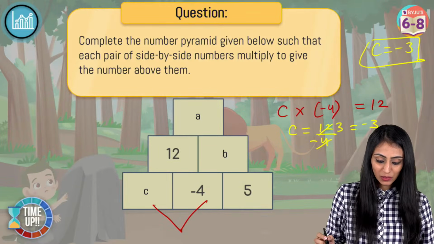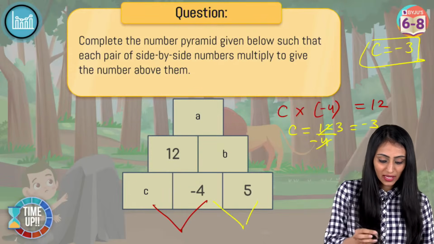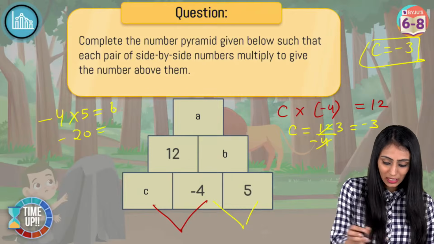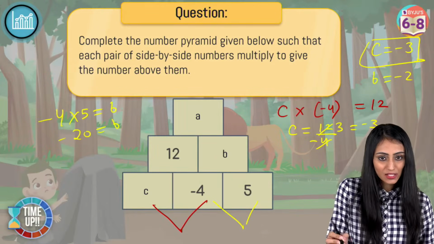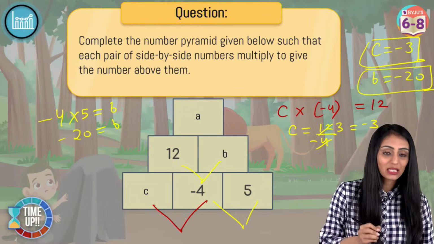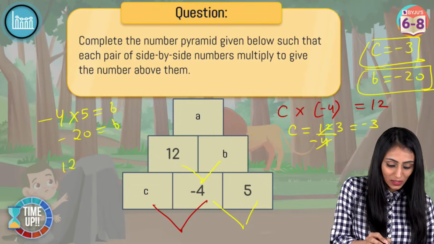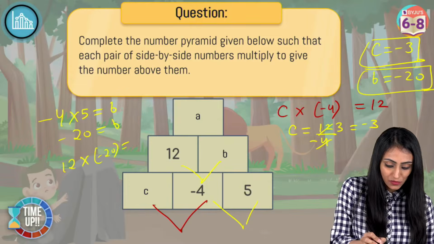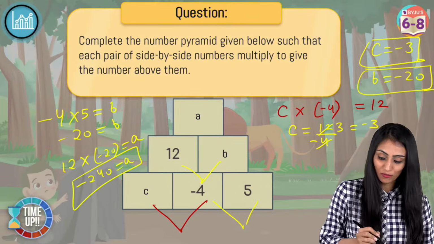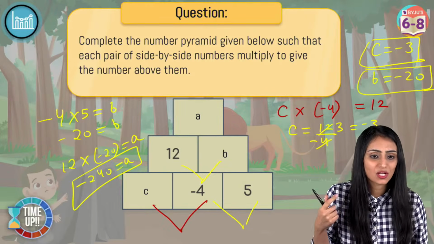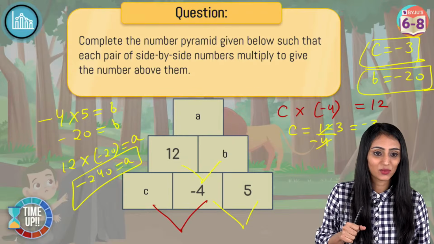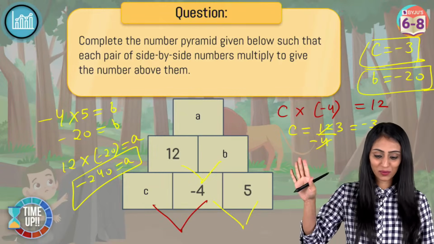Similarly, minus 4 times 5 gives us B, that's going to be minus 20. So B over here is minus 20, right? And 12 times B gives us A. So 12 times B, what is B? B is minus 20 now, that gives you A, right? So that's going to be minus 240, that's the value of A. So we have the value of all these variables, not minus 250, that's minus 240. Thank you, Gayatri. So this is clear to everyone.